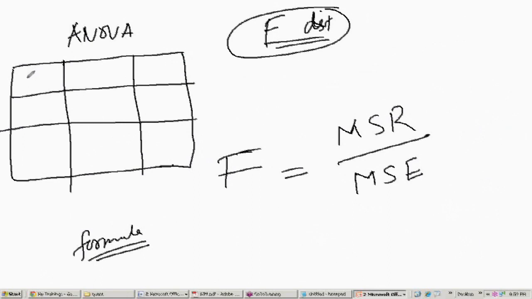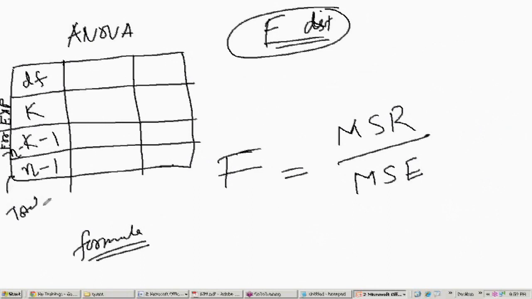In this ANOVA table, you have degree of freedom k, and you have degree of freedom n minus k minus 1. Total degree of freedom is n minus 1. This is your explained or regression part, this is your error part, and this is your total. So your degree of freedom of explained is k, that is the number of independent variables. Degree of freedom of error is n minus k minus 1, the sample size minus the independent variables minus 1. So your total should become n minus 1.